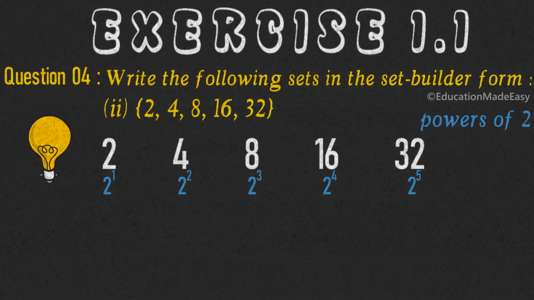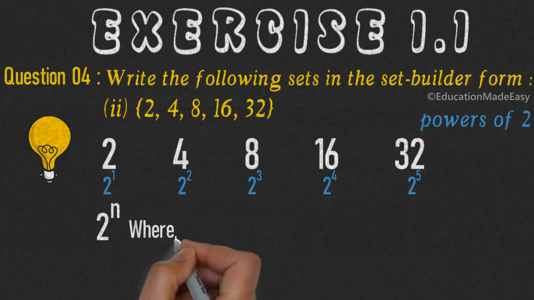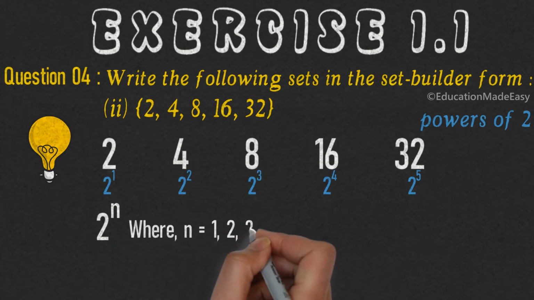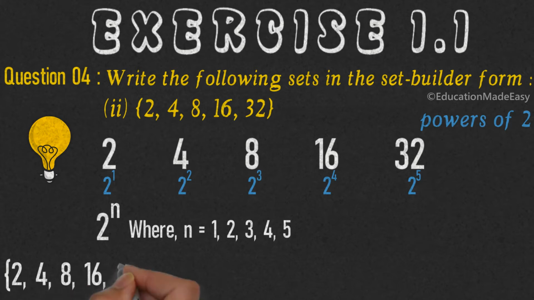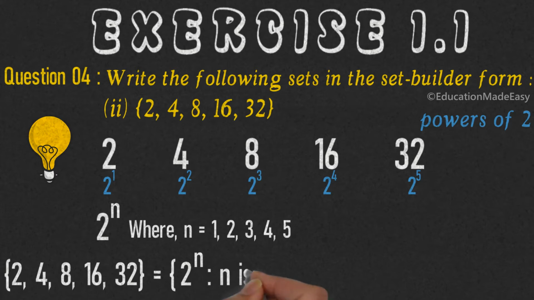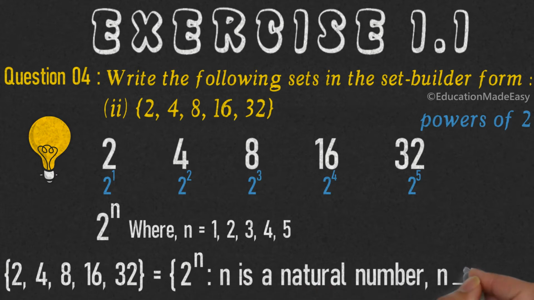This means we can represent the elements of this set using the general formula 2 raised to n, where n is equal to 1, 2, 3, 4, 5. Therefore, we can write set of 2, 4, 8, 16, 32 is equal to set of 2 raised to n, where n is a natural number and n is less than or equal to 5.